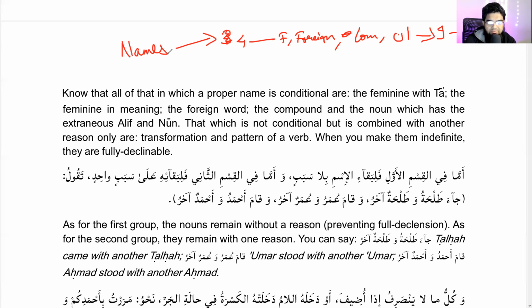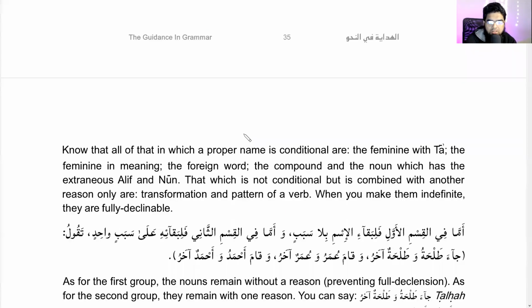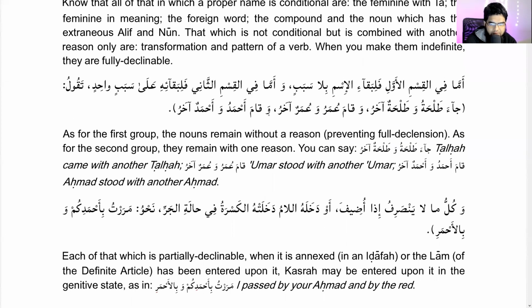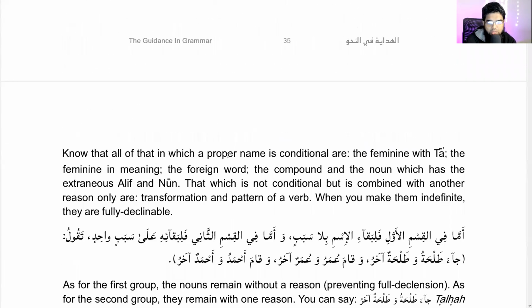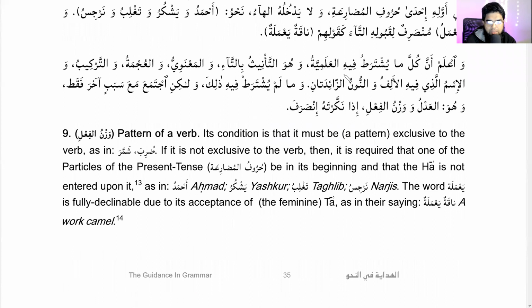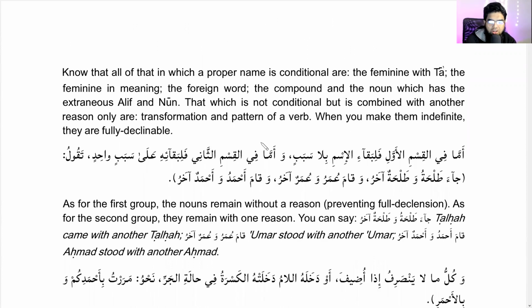I mean, whatever it is, even if he says both of them become take tanween, because he gave Umar as an example also and Ahmed. I mean, it's applied for both. So I don't know why he made this distinction, but whatever it is. So if you make these names nakira, all of them, because he divided them here, know that all of the proper names are conditioned. واعلم أن كل ما اشترط فيه العالمية وهو التأنيث بالتاء والمعنوية العجمة والتركيب والاسم الذي فيه الألف والنون زائدتان. He just divided this and then he talked about something else.